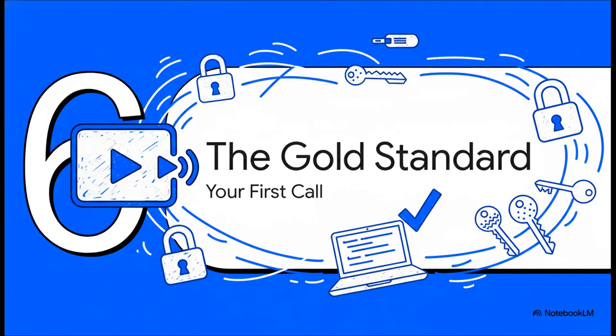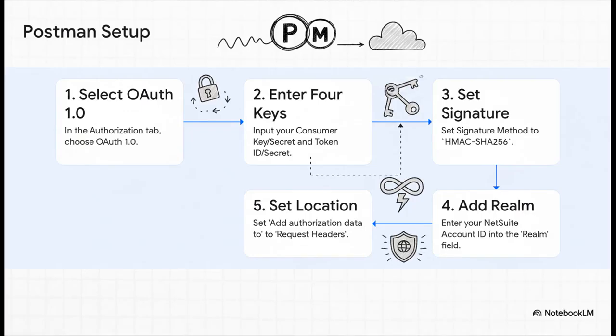Whew, okay, we've got the theory down. Now let's go get a real, practical win. The absolute best way to check if your 4 keys and all your NetSuite setup is correct is to use a tool like Postman before you even write a single line of your own code. So inside Postman, just go to the Authorization tab and pick OAuth 1.0. Then you carefully plug in your 4 keys. Make sure the signature method is HMAC-SHA256. In the field labeled Realm, you're going to put your NetSuite account ID. And finally, just make sure that Postman is set to add the authorization data to the request headers.